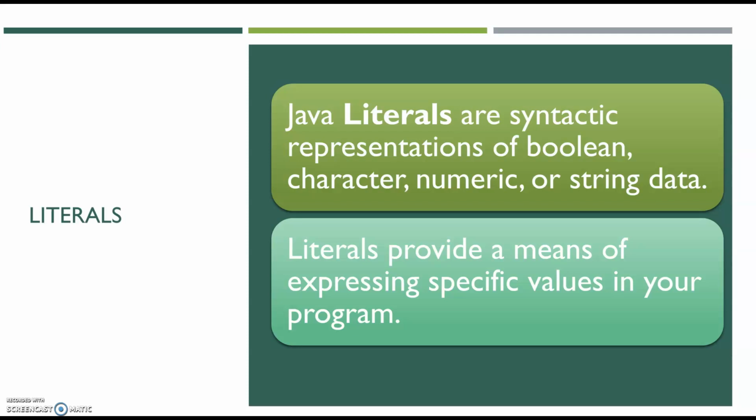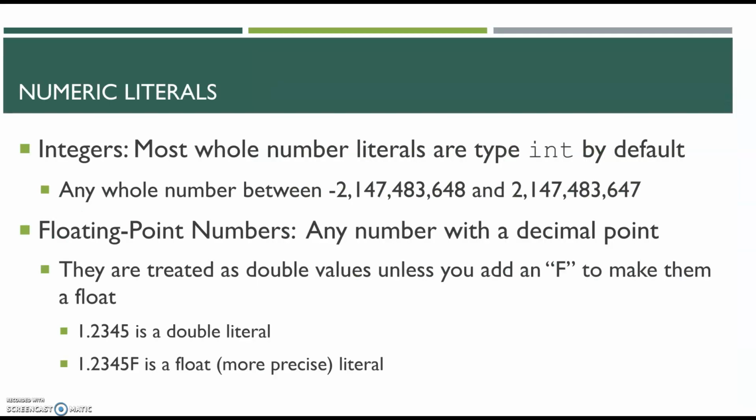Literals. Java literals are syntactic representations of boolean, character, numeric, or string data. Literals provide a means of expressing specific values in a program. Let's start with numeric literals. Java has 2 basic kinds of numeric values: integers, which have no fractional part, and floating points, which do. The primitive type int is an integer data type, and double is a floating point data type. The numeric types are signed, meaning that both positive and negative values can be stored in them.